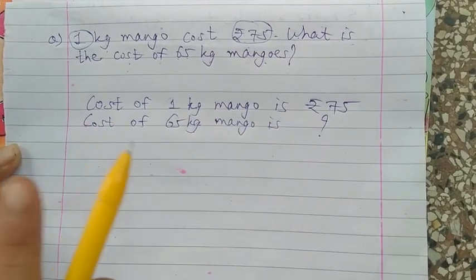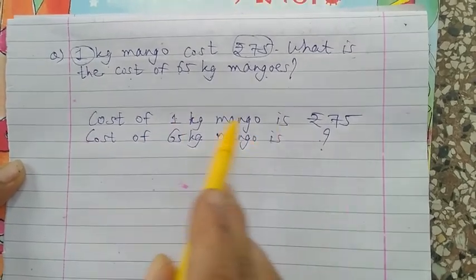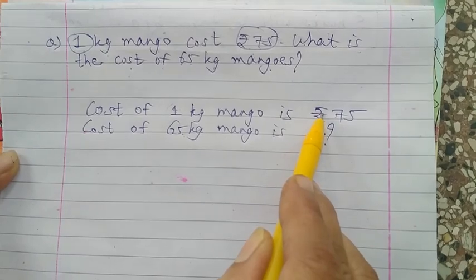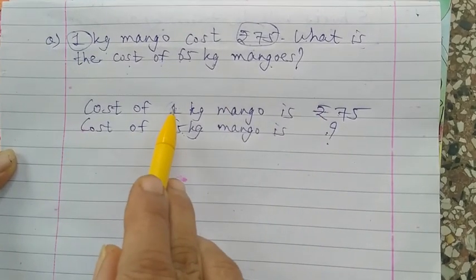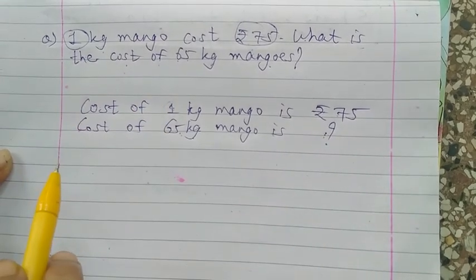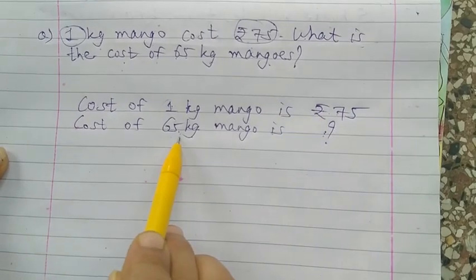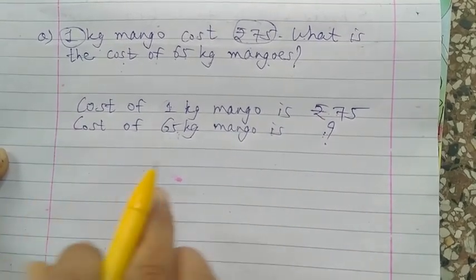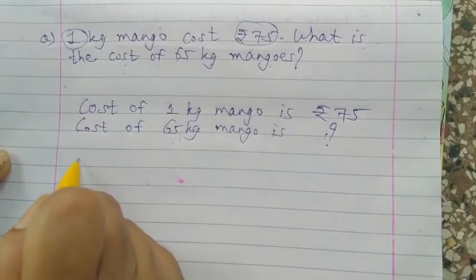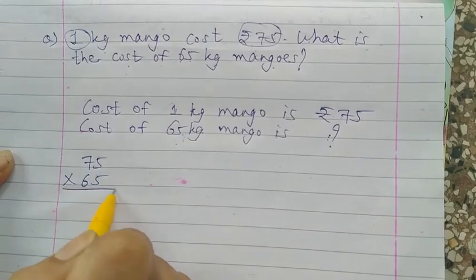So now I'll use the cross multiply and divide method. These two numbers are in cross. These two numbers are in cross. So when I multiply 1 and question mark, is it possible? No. So I'll multiply 65 and 75 which are in cross, because the method says cross multiply. So 75 multiplied by 65.